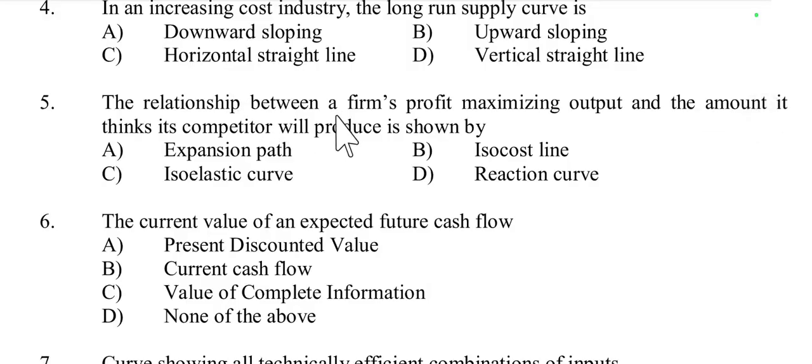Question number 5. The relationship between a firm's profit maximizing output and the amount it thinks its competitor will produce is shown by: expansion path, isocost line, isoelastic curve, reaction curve. The right answer is reaction curve. A reaction curve, from Cournot duopoly theory, shows how one firm reacts to the expected output of another firm. So it indicates the best response or profit maximizing output based on the rival's output level. So it is called the reaction curve.